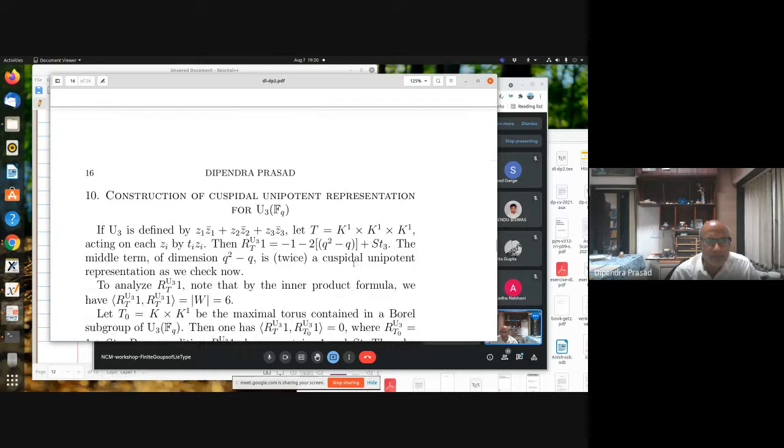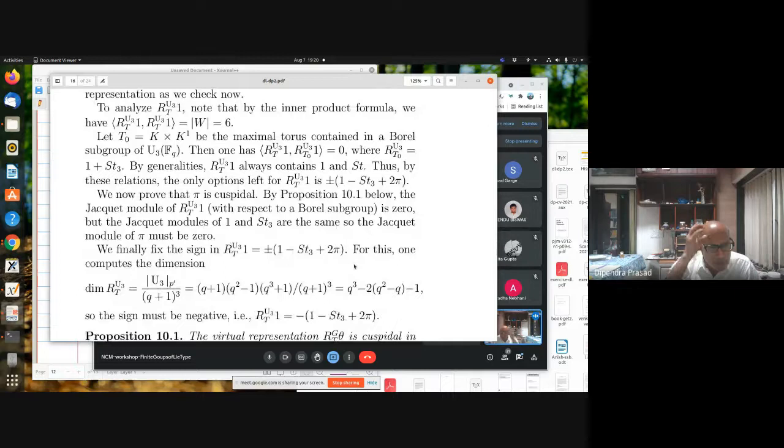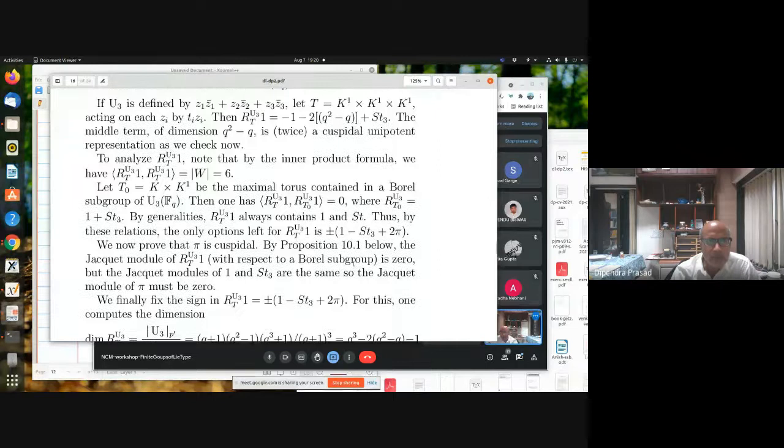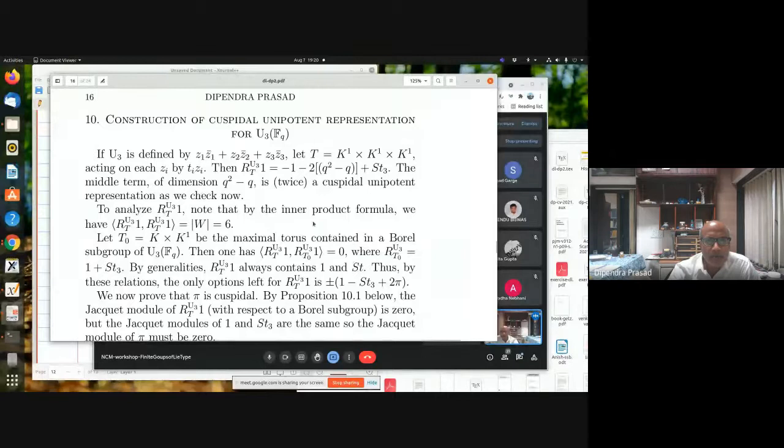Okay, so there is one construction here. For the rest of my lecture, I will just tell you what is being said. Here I'm looking at the unitary group in three variables, which is defined as I was discussing in this Tate-Thompson business: z1 z1-bar plus z2 z2-bar plus z3 z3-bar equals zero, where z1-bar is z1 to the power q. So that was that idea.